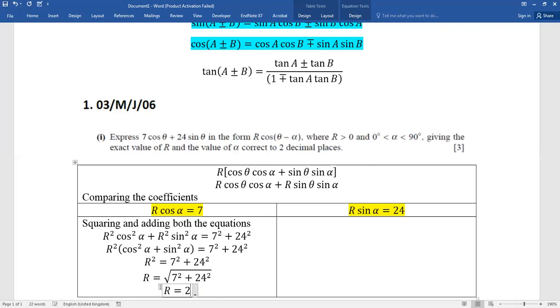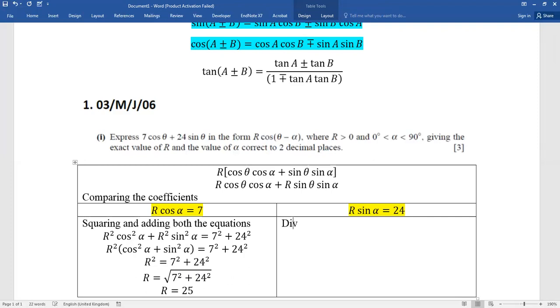25. If it were a third, we would have left it as it is. If it was, for example, under root 30, we would have left it as it is. Okay, class. Now, if I were to find alpha, I've already figured out r. Now I need to find alpha.